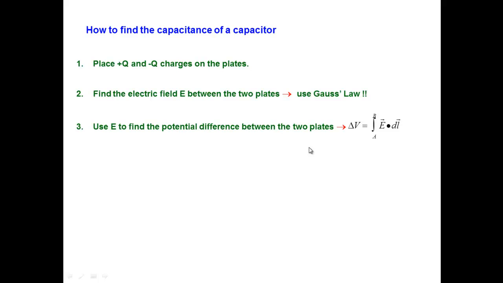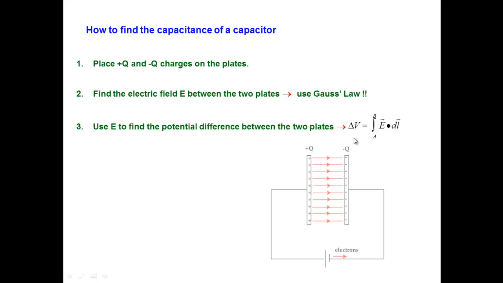So, having done steps 1 through 3, we now will have the potential difference between the plates. Since E, the electric field, will be calculated in terms of the charges, plus and minus Q, then we'll be able to do the final calculation for C as the ratio between Q and delta V.